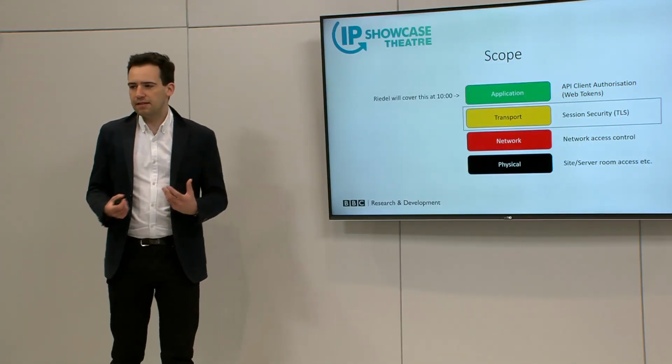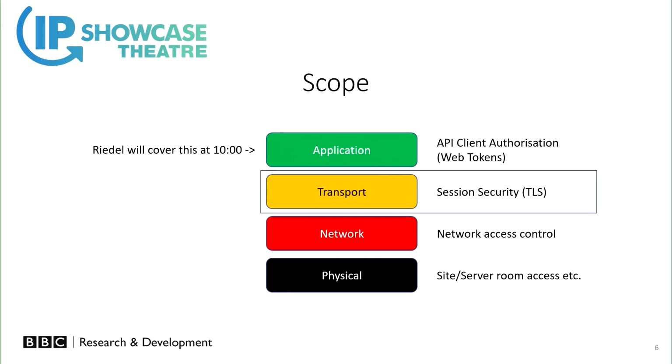So we can think about this in a layered way. This authorization stuff, that sits at the top because that's application layer. It needs to understand about how a broadcast facility works. I'm not going to go into that in too much detail, but Arna from Riedel is going to carry on with that story at 10 o'clock straight after me. I'm going to focus in a bit more on the transport security.